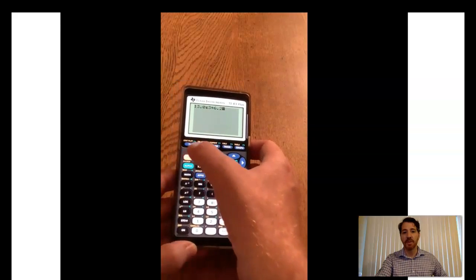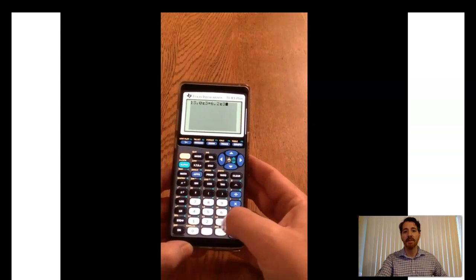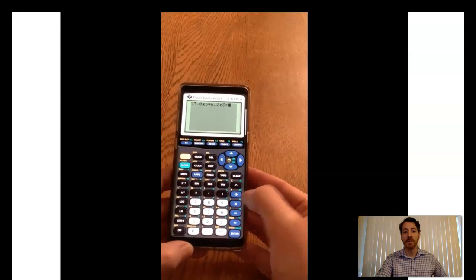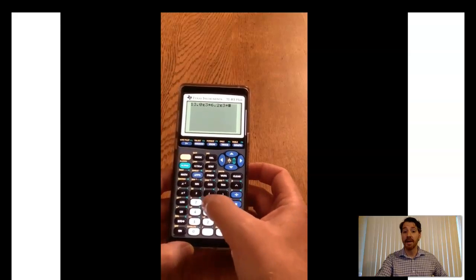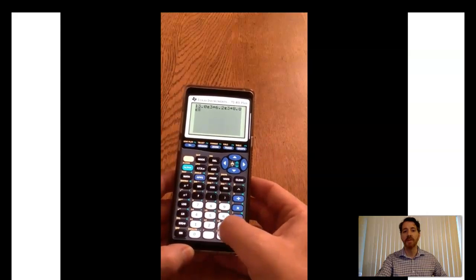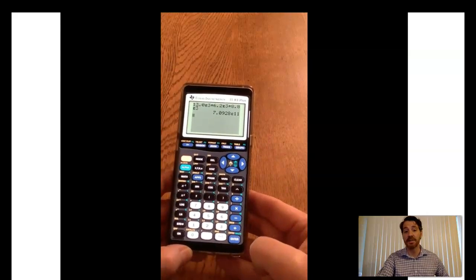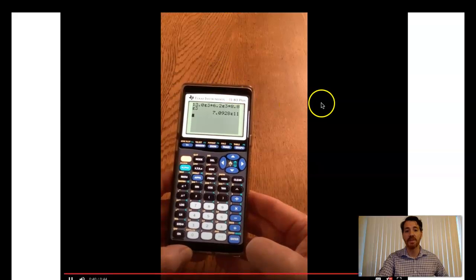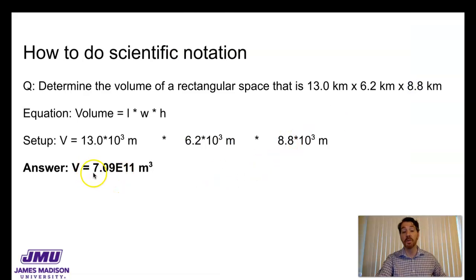So times 6.2 capital E 3. That's 6.2 times 10 to the third. Times the 8.8 times 10 to the third. And that's how I will pronounce capital E, is times 10 to the. And so that gives me an answer of 7.0928 times 10 to the 11th. That was, my volume is 7.09 times 10 to the 11th meters cubed.